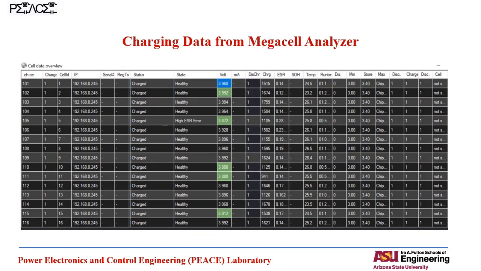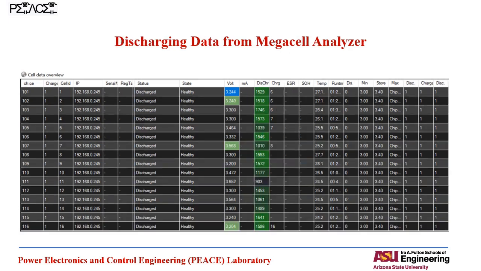Here we can see from the mega cell analyzer we can get the charging data. So after charging, each battery will have a specific amount of voltage, so we can get the voltage, and from that voltage we can estimate the SOH of the battery. Similarly, we can get the discharging data from the mega cell analyzer. After fully depleting the battery, we can see how much voltage will be there. So we can see for different batteries the voltage limit is different, and from there also we can get an estimation of the state of health of that battery.